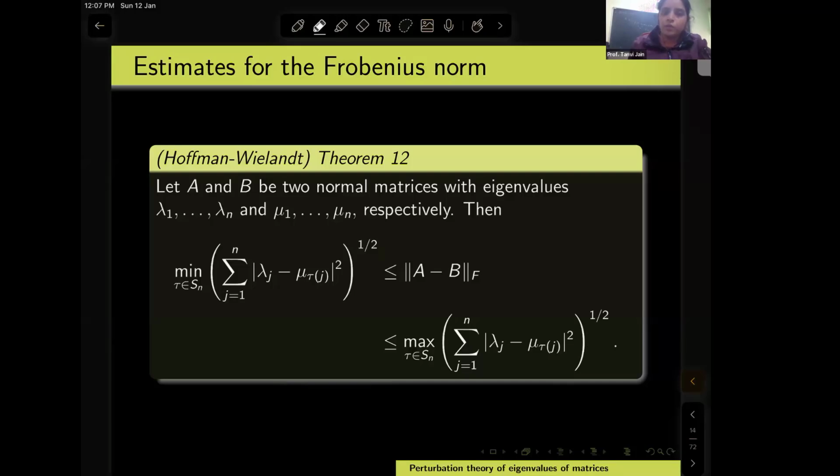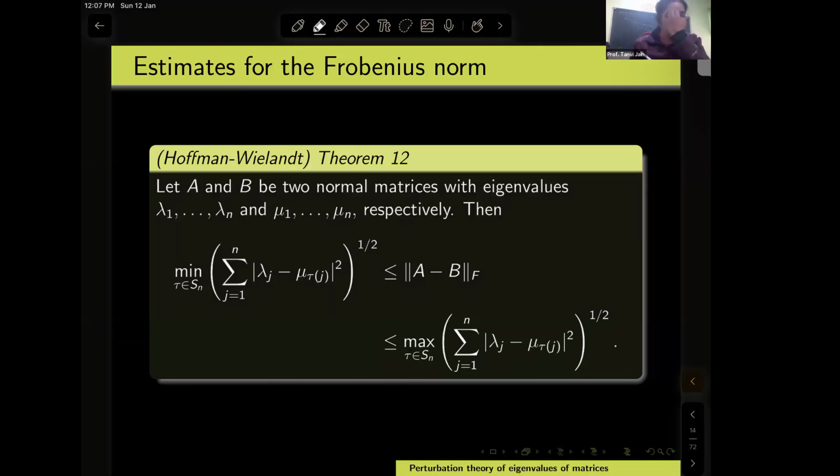So for a long time, Hoffman and Wielandt, great mathematicians, were trying to prove the inequality for the operator norm. Obviously, for operator norm, the inequality is not true. But what they got was a nice, beautiful inequality for the Frobenius norm. So this is a very well-known result known as the Hoffman-Wielandt theorem.